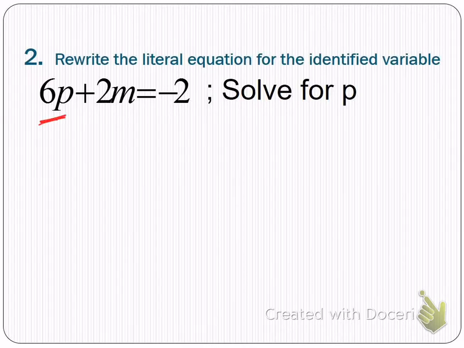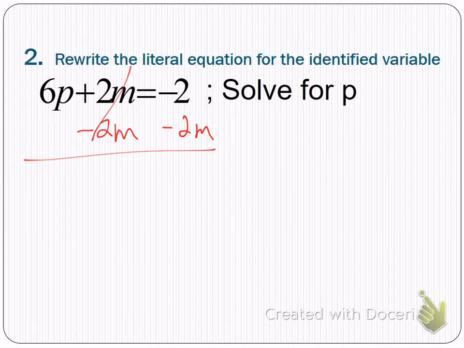Undo any addition or subtraction around it, which means that I need to undo this addition. So I'm going to subtract 2m, subtract 2m. Those will add to 0, giving me 6p plus 0, or 6p. And then again, we cannot combine the negative 2 and the negative 2m. So we bring the negative 2m down, and then the negative 2 comes down as a minus 2.